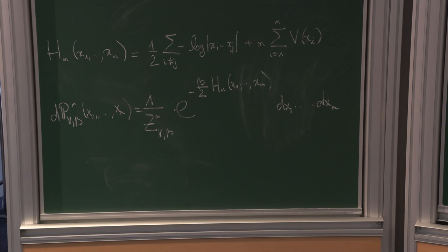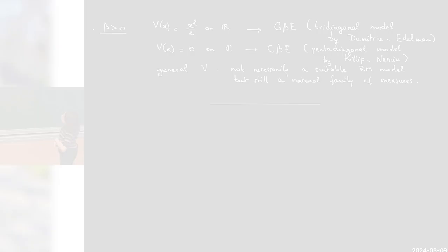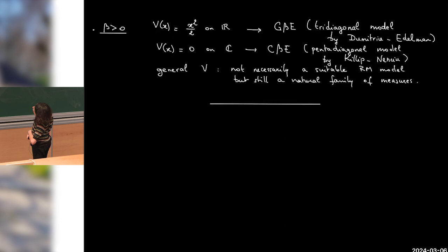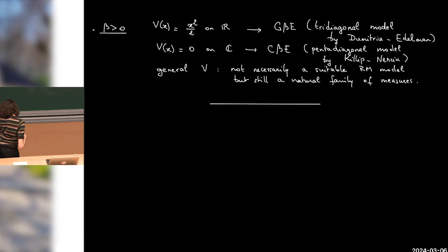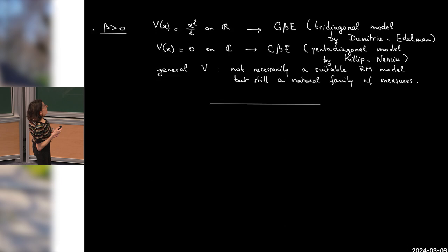Okay, and I can also mention that for general beta, for the same potential I mentioned, we also know matrix models that are maybe a little bit less natural, but are still easy to describe. So here, for a quadratic potential, I have an analog of the GUE, which is the G beta E, for obvious reasons.